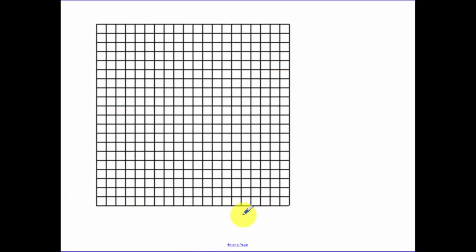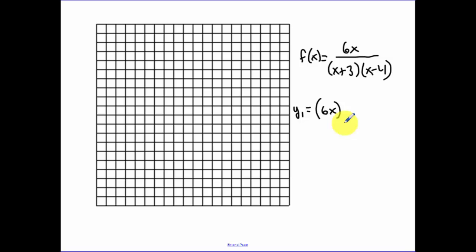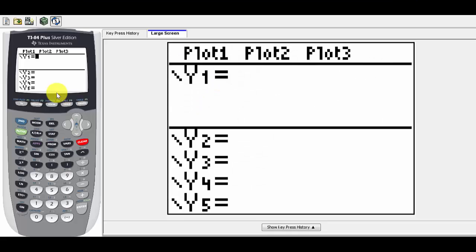Now graphing, again in your calculator, our function was this. x plus 3, x minus 4. Make sure in your calculator you're typing in 6x all in one parenthesis divided by. You're going to have double parentheses here. One parenthesis for the whole bottom, one parenthesis for x plus 3, close that out, x minus 4, close that out, and close everything out. Okay? So that's how you're going to type that in your calculator.